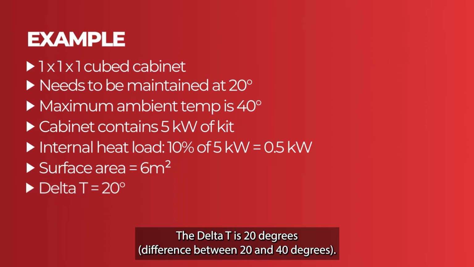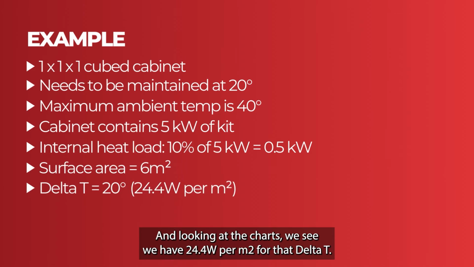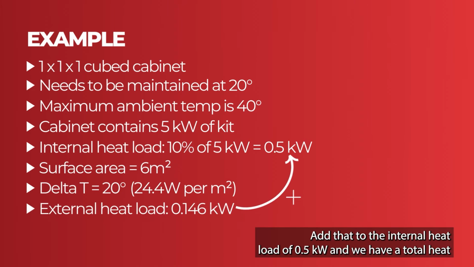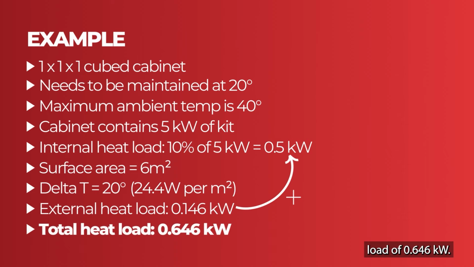The delta T is 20 degrees, difference between 20 and 40 degrees. And then we're looking at the charts, we see we have 24.4 watts per meter squared for that delta T. So that's 0.146 kilowatts of external heat load. We add that to the internal heat load of 0.5 kilowatts, so we have a total heat load of 0.646 kilowatts.